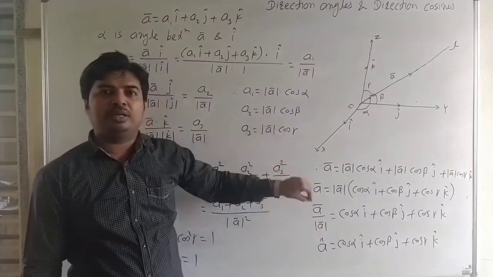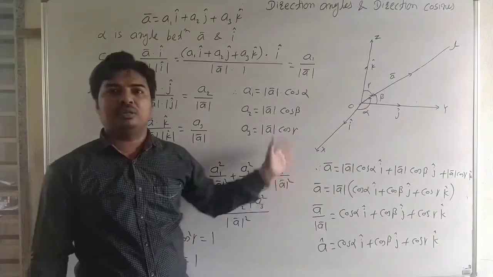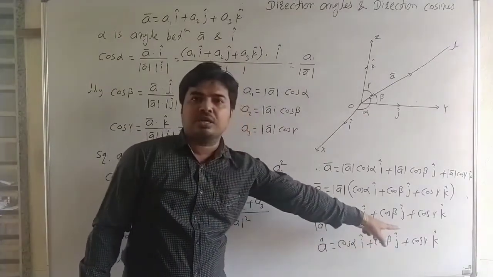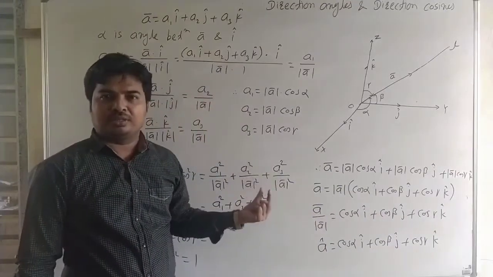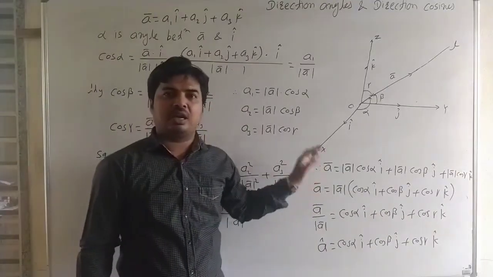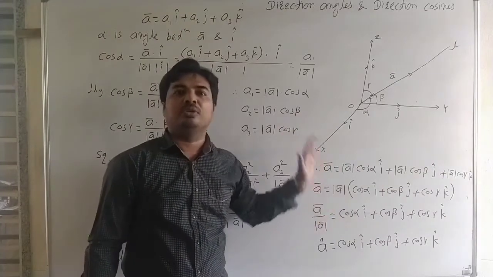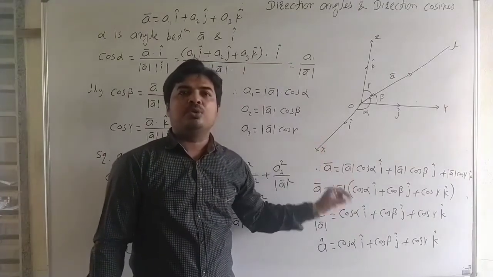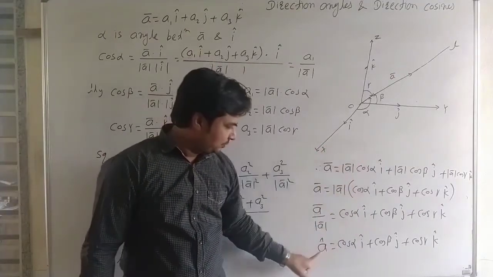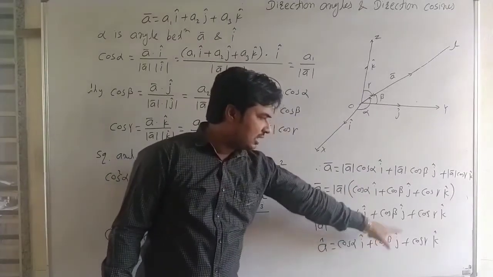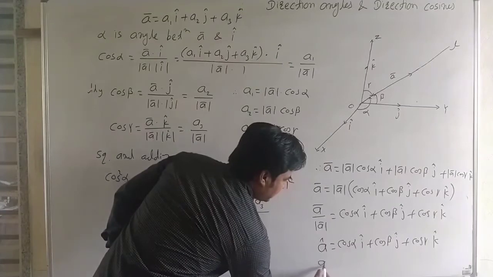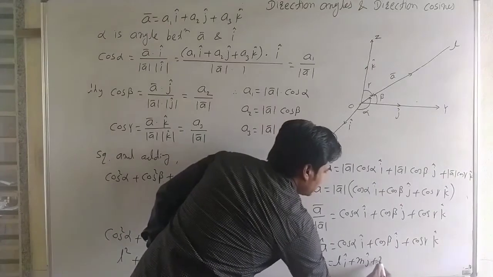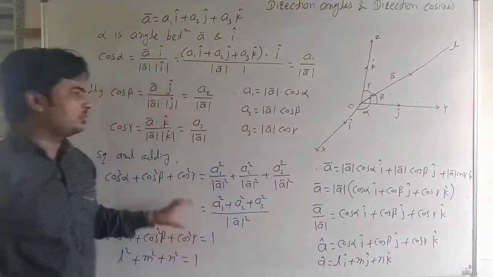Direction cosines of that vector are the components along the unit vector of that vector. That is, a cap is cos alpha i cap plus cos beta j cap plus cos gamma k cap. Note that direction cosines of a vector are the components of the unit vector along the vector. It can be written as a cap is equal to l i cap plus m j cap plus n k cap.